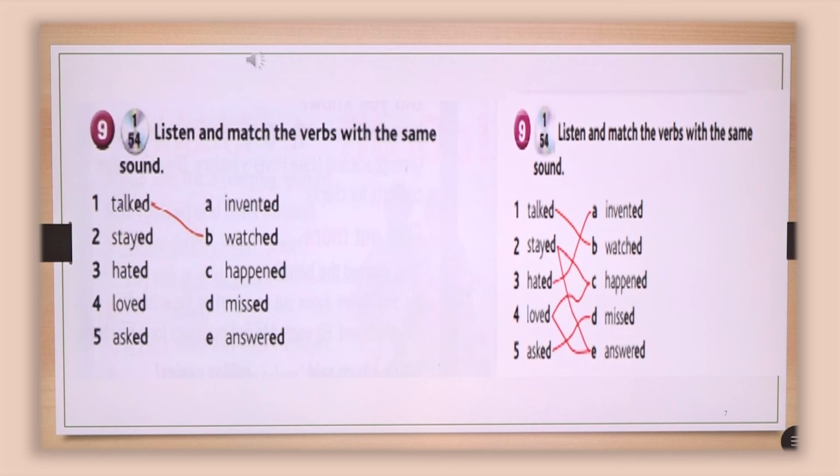Okay, so here you had more than one option. Like you see, talked, watched, stayed goes with happened and answered, and loved. Hated matches with invented. Stayed matches with happened and answered. Loved matches with answered, happened. Asked matches with missed.